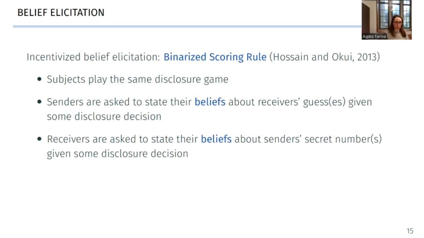The way in which we elicit beliefs is slightly different from the previous literature. First of all, we make sure that the belief elicitation is incentivized, and to do so, we follow the binarized scoring rule. Then we make players play the same disclosure game that they played in the first 30 rounds. And we ask senders to state their belief about what the receiver's guesses will be after a certain disclosure decision. Similarly, we ask receivers what their beliefs are about sender secret numbers, given again some disclosure decision.